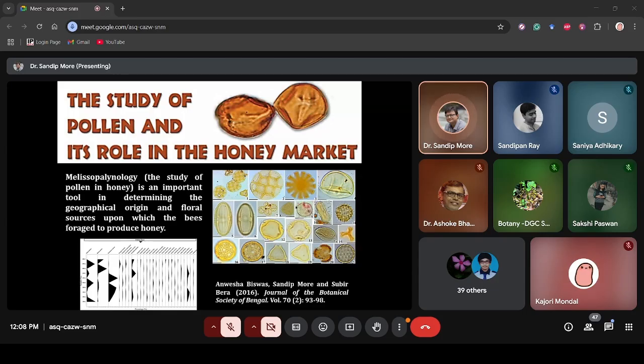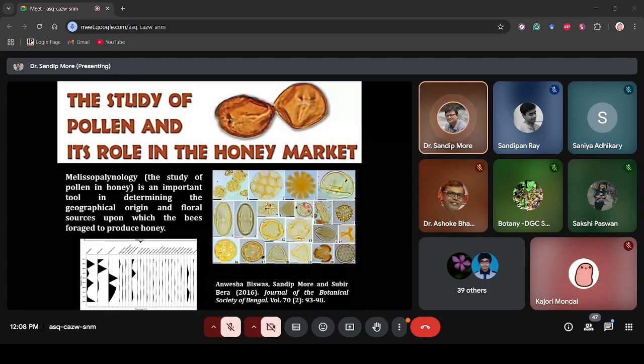But as students of botany, we can verify it if we take one drop of honey on a glass slide and observe it under a microscope. If we get the pollen grains of neem, Azadirachta, we will be able to tell you that yes, it is neem honey. But if we don't get the pollen grains of neem, Azadirachta, or tulsi, then it is definitely adulterated honey.